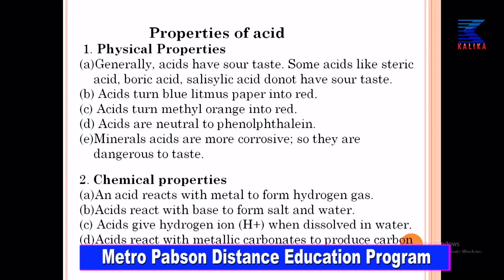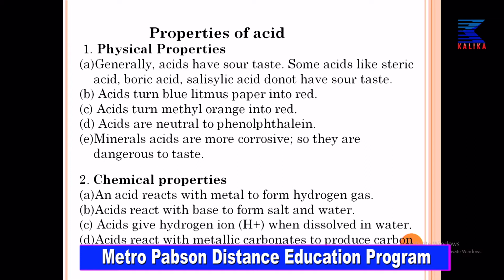And the chemical properties are: an acid reacts with metal to form hydrogen gas. Similarly, acid reacts with base to form salt and water, which is a neutralization reaction. This salt and water are the products from the acid and base, so it is also termed a neutralization reaction or acid-base reaction. Acid must give hydrogen ions when dissolved in water, and acid reacts with metallic carbonates to produce carbon dioxide, for all metallic carbonates and bicarbonates.